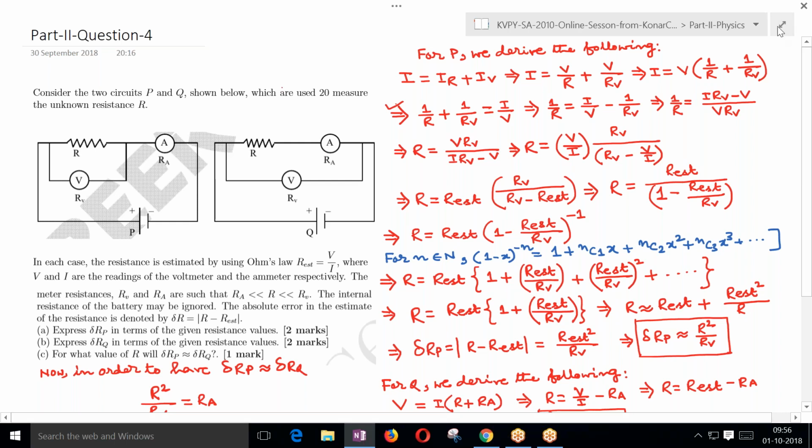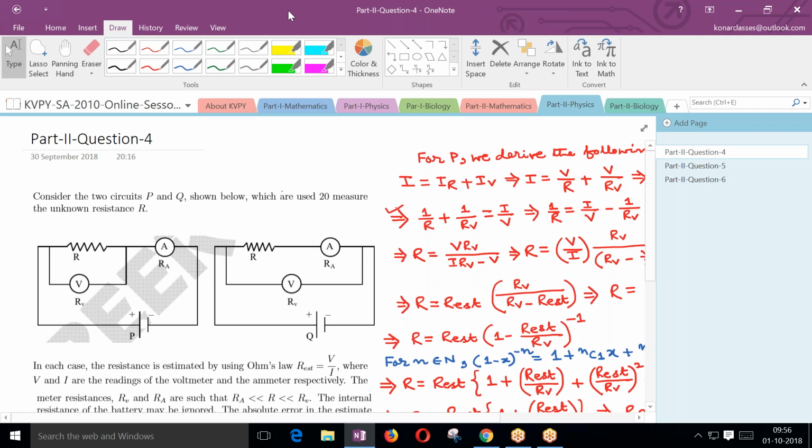Yeah, I shared the screen. Sorry, I didn't get your exact point. You are telling from top, third line, right? Yeah. From top, third line, what I wrote is that 1 by R plus 1 by RV equal to I by V. Below that line, R is equal to VRV by (I RV minus V). That part.